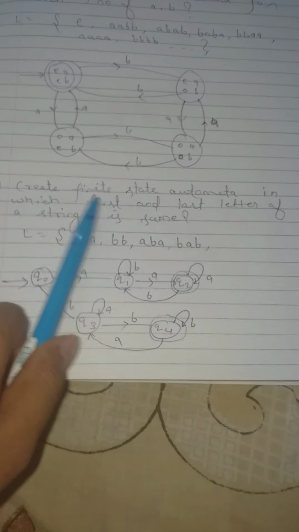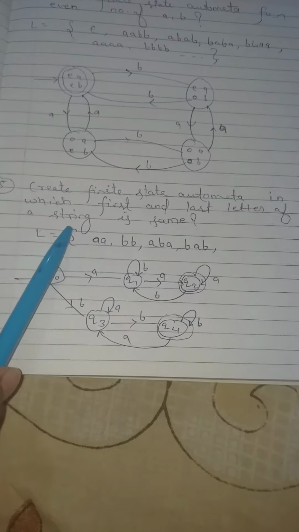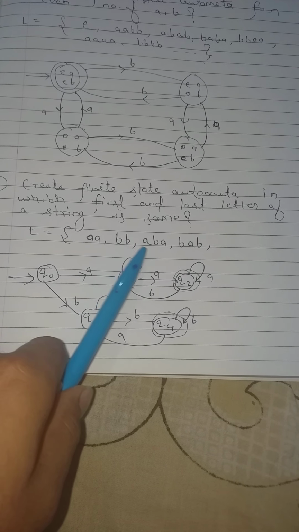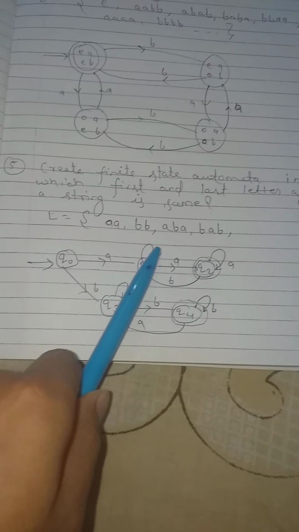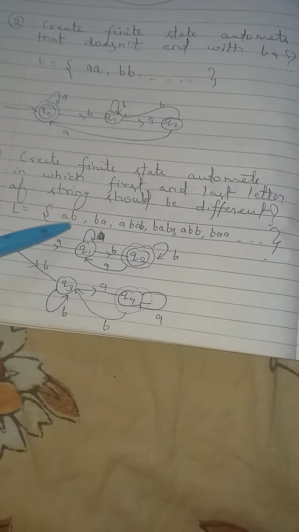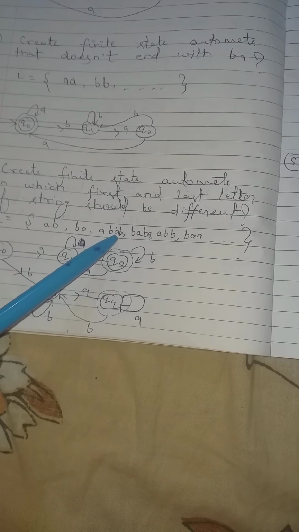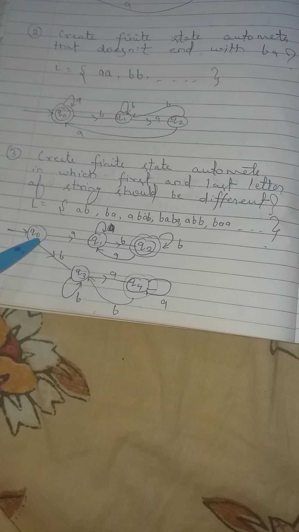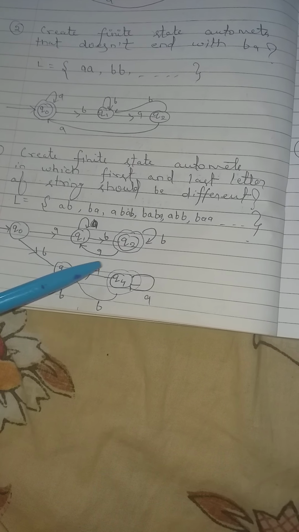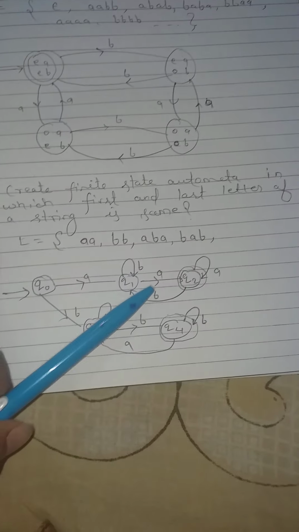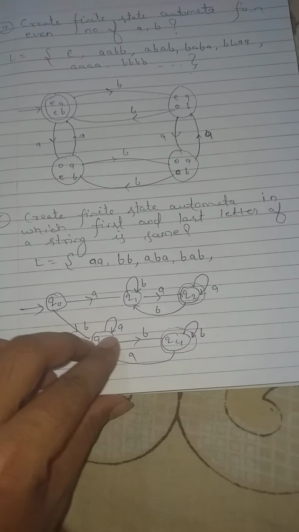Another question: create a finite state automata where the first and last letter of a string should be the same. That is, the language should be aa, bb, aba. First and last should be the same. As we have seen in the previous question, where first and last should be different, that is, if it starts with a, it should end with b, in this case if we swap the final and initial states, it will be the same. Or otherwise, we have this diagram. You can see in this diagram how it is accepting the strings.